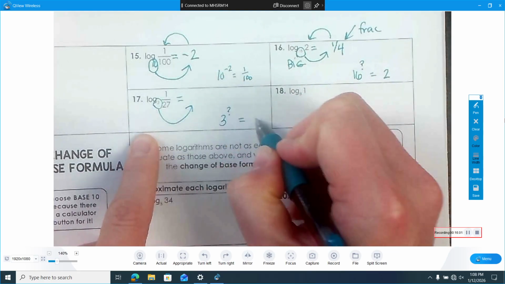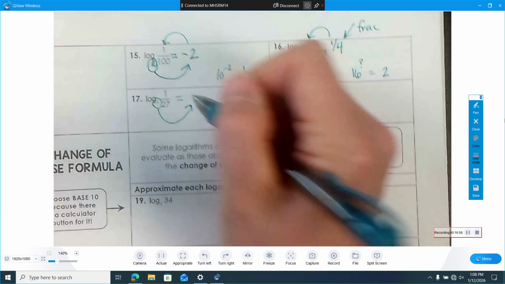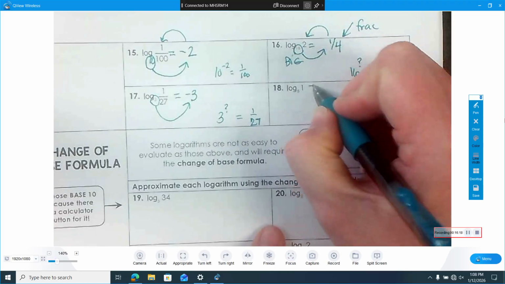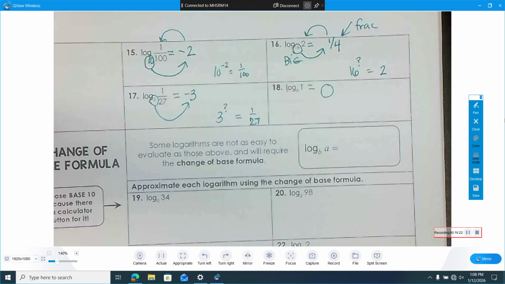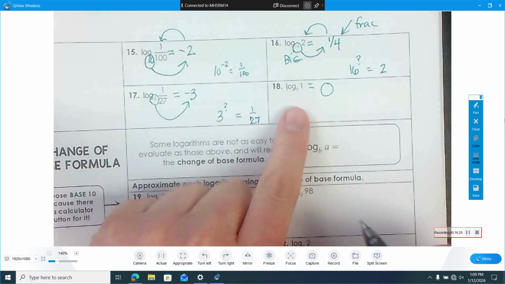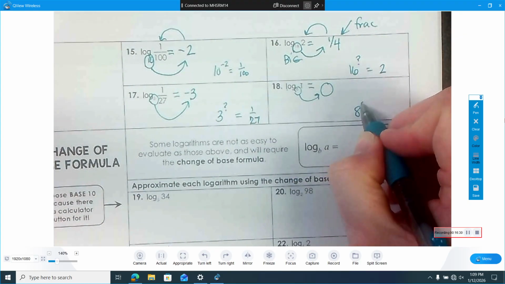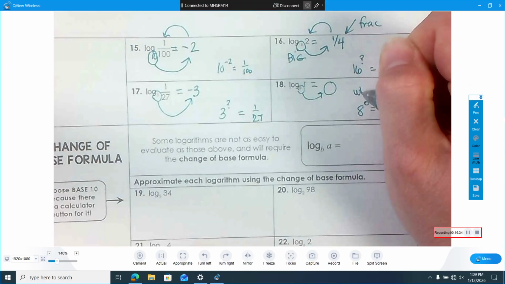All right, number 17, I'm starting with a 3. 3 to what power gives me 1 over 27? Negative 3, very good. Again, fractions. If I have a fractional argument, then I'm going to want a negative exponent. And again, you can always check with the exponents. It's really nice. Hey, what's the log of 1? 0. Okay, easy. Why? Thank you, because 8 to the power of 0 always equals 1. So that's the why every single time.